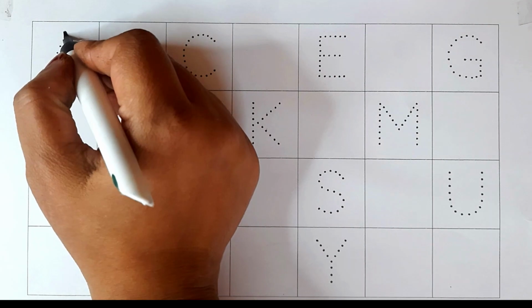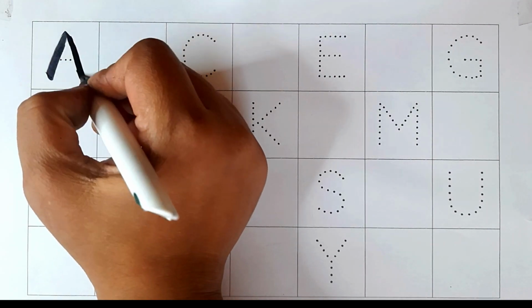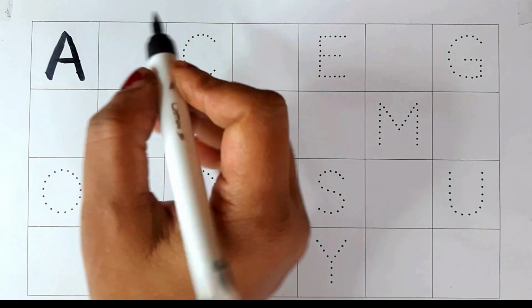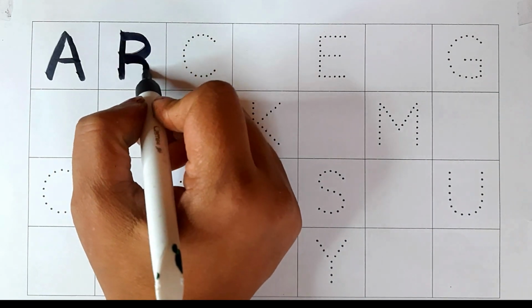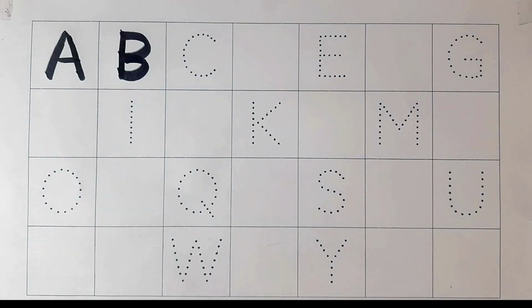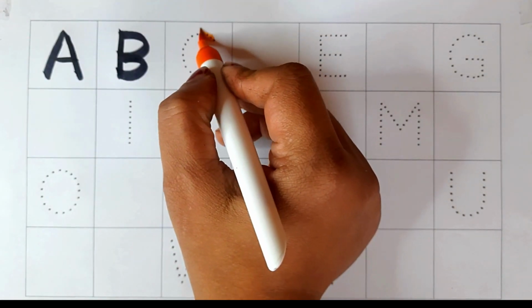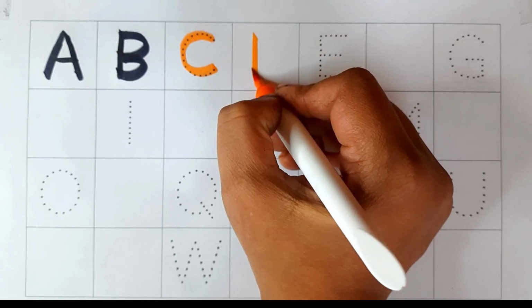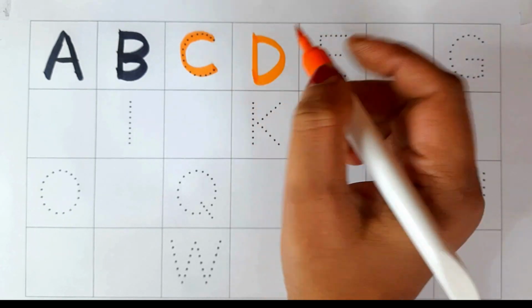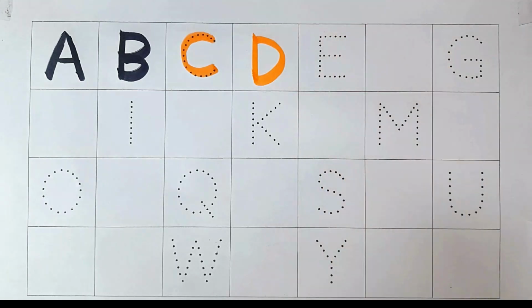Black color: A for apple. Black color: B for ball. Orange color: C for cow. Orange color: D for donkey.